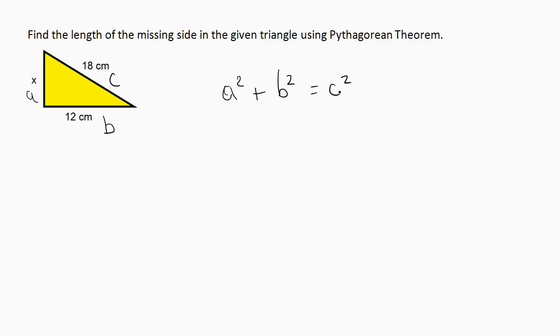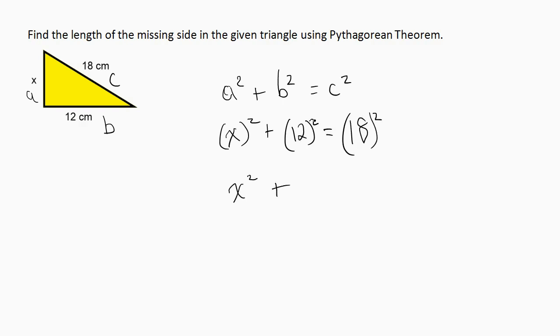Now let's start substituting in our values. A is actually just an x, so x squared plus b is 12, 12 squared equals c, which is 18, 18 squared. Well, x squared is just x squared. We can't simplify that anymore yet. Plus 12 squared is 144 equals 18 squared.